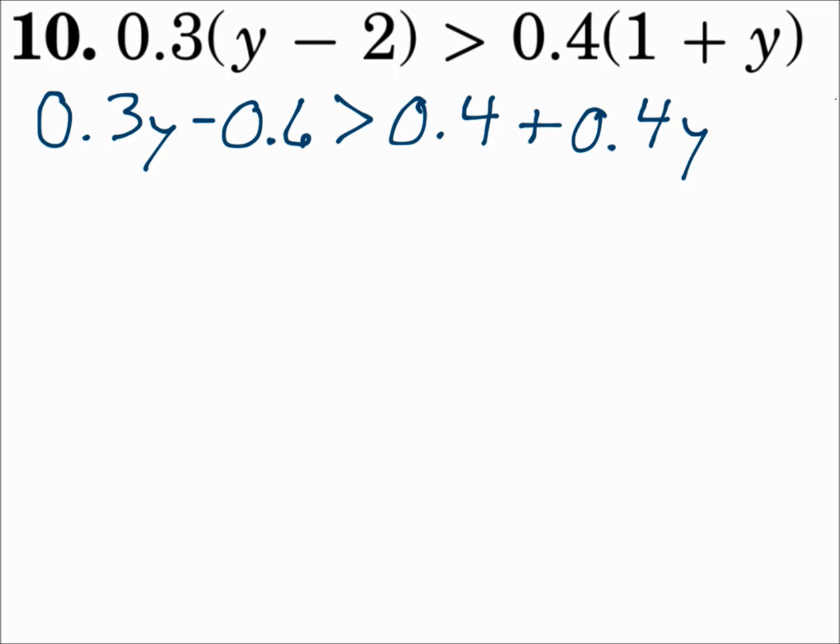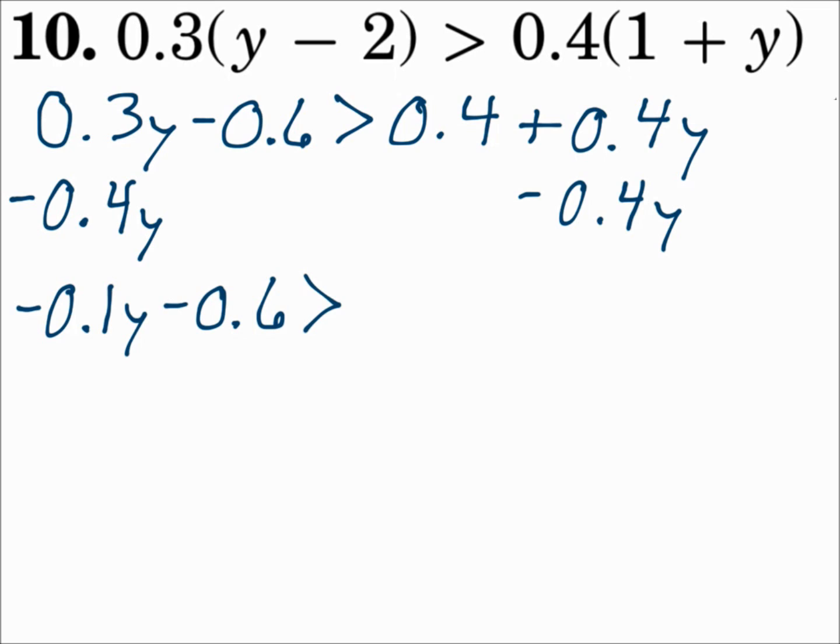Next is add or subtract. Move the variables first to get them on one side. Normally we move the smaller one, but let's go ahead and just move the variables to the left. We'll move the 0.4y over to the left. Right now it's being added, so we'll do the opposite and subtract it from each side. 0.3y minus 0.4y is -0.1y. And the 0.4y's cancel on the right.